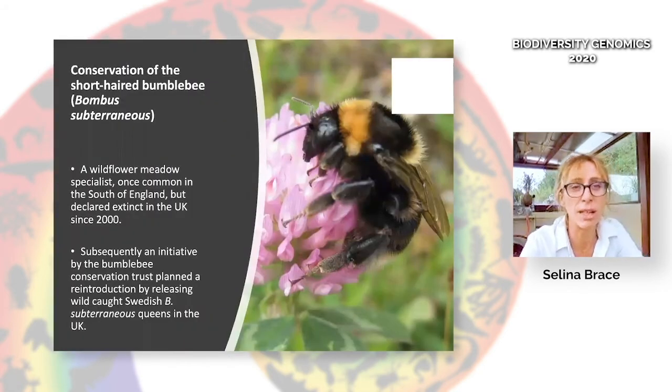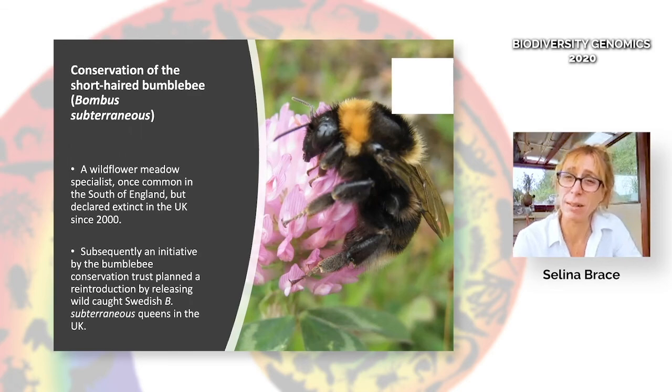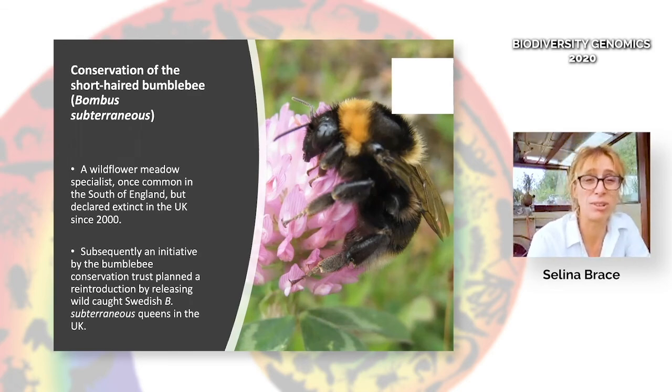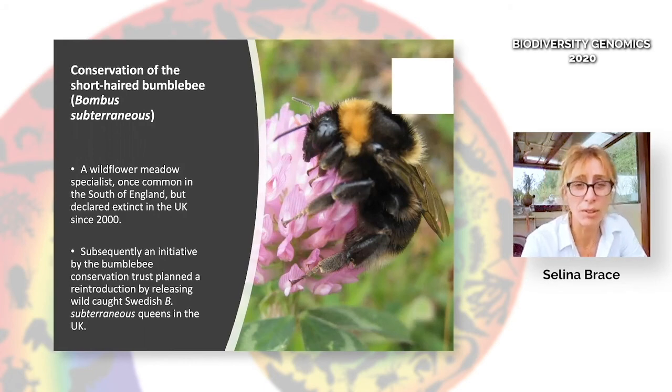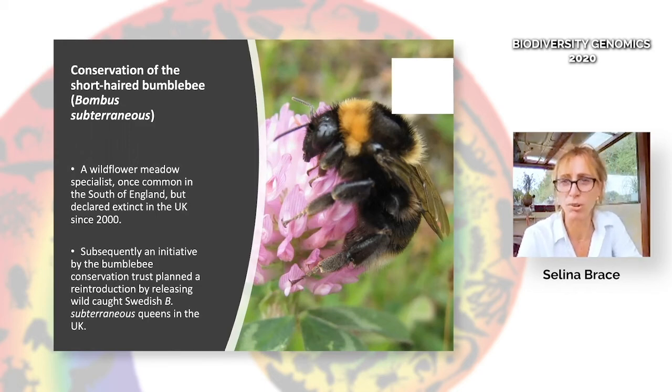Our story starts here with the short-haired bumblebee, Bombus subterraneus. This bee was once common in the south of England. It was a wildflower meadow specialist, but probably due to habitat loss, its numbers sadly declined and it was declared extinct in the UK in 2000. After this point, the Bumblebee Conservation Trust planned to reintroduce Bombus subterraneus back into the UK using wild-caught Swedish bees.